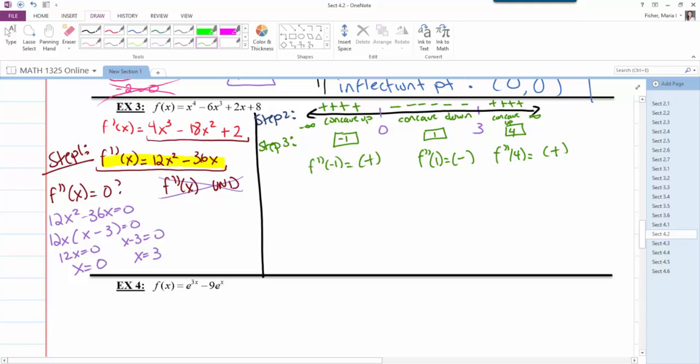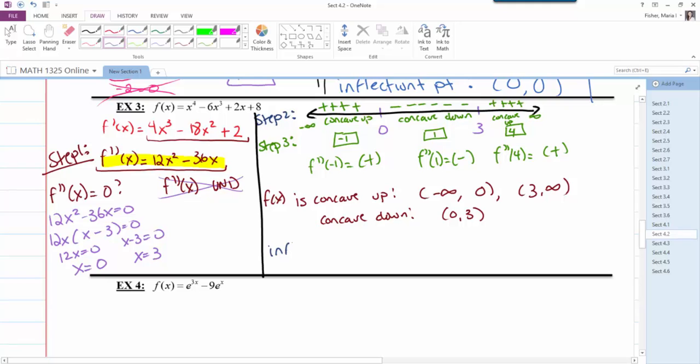So for writing our intervals of concavity, we know that f of x is concave up from negative infinity to 0, and again from 3 to positive infinity. And it's going to be concave down from 0 to 3. Then we need to find our points of inflection. Well, did we change concavity? We sure did. We changed concavity twice. We went from concave up, looking like a U, to concave down, looking like an N, and then from concave down to concave up again. So we changed concavity at 0 and at 3.